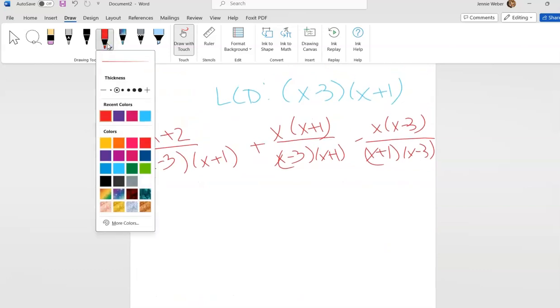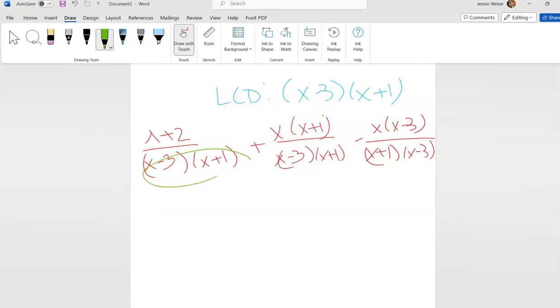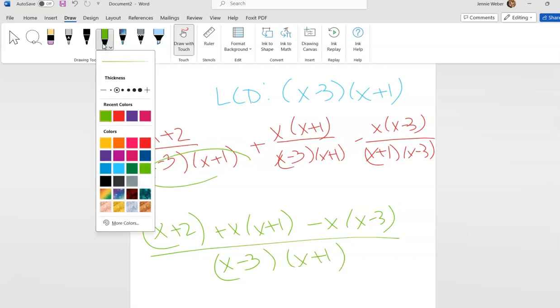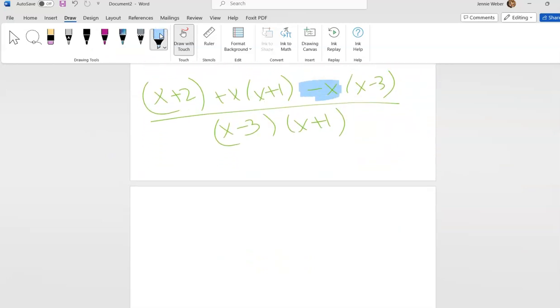Okay, now what I'm going to do is I'm combining them, right? So that means these all combine into one. I have x plus 2 plus x times (x plus 1) minus x times (x minus 3), all over my (x minus 3)(x plus 1). Now I need to simplify up there in the top. And the biggest thing to watch for is right here, to make sure you get that negative distributed. So I have x plus 2 plus x squared plus x minus x squared plus 3x.